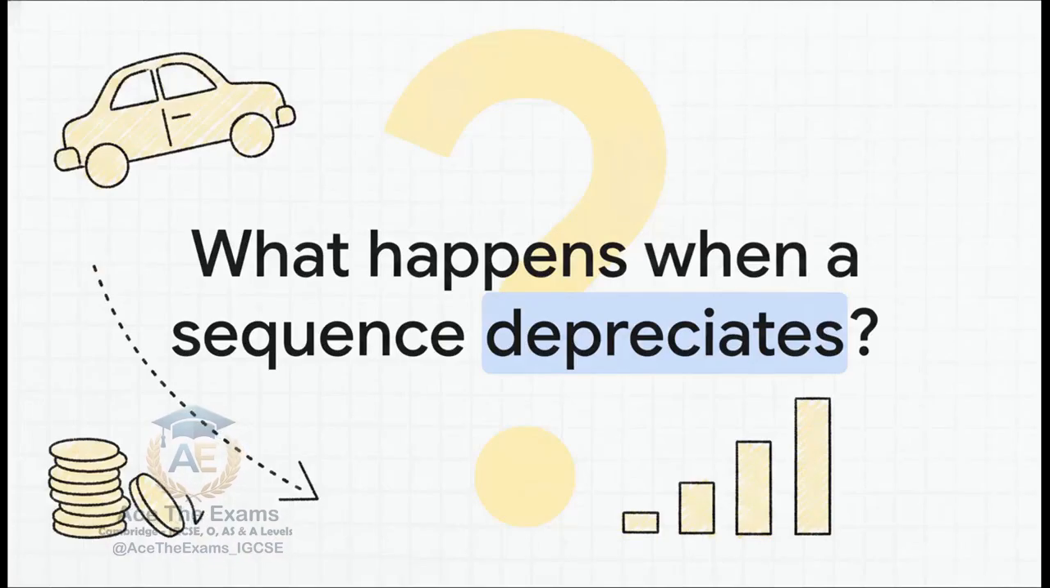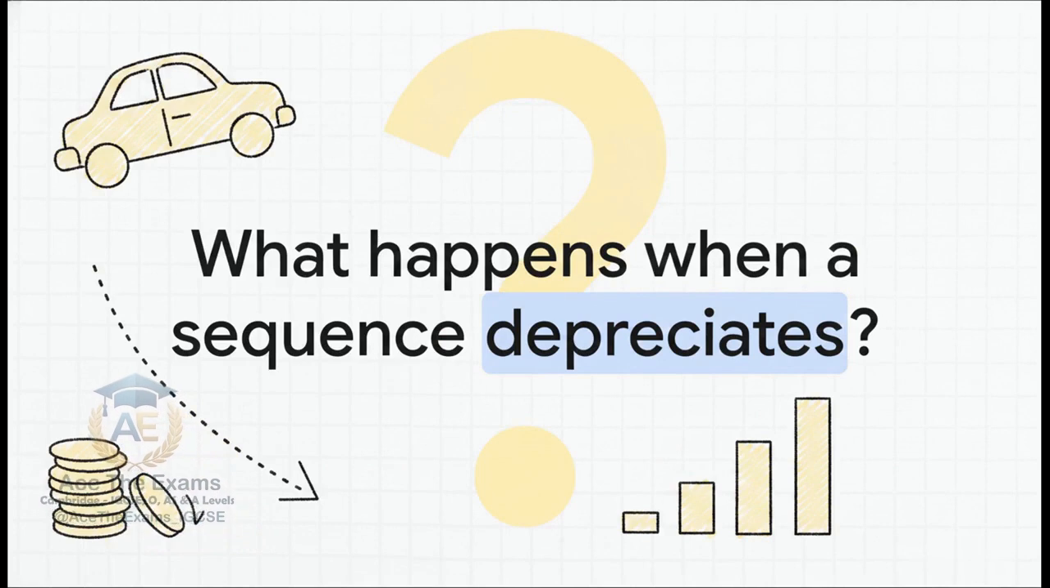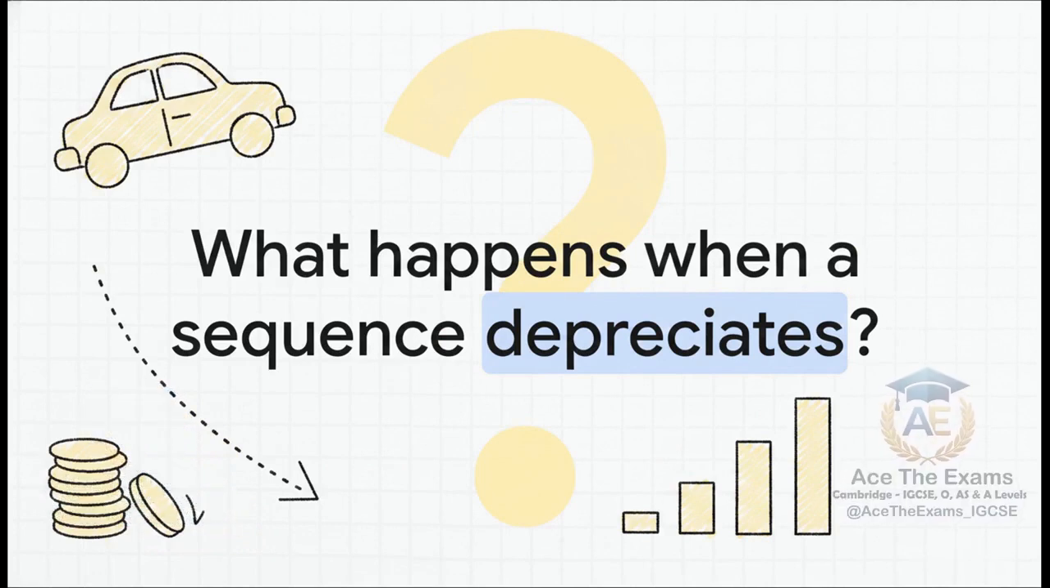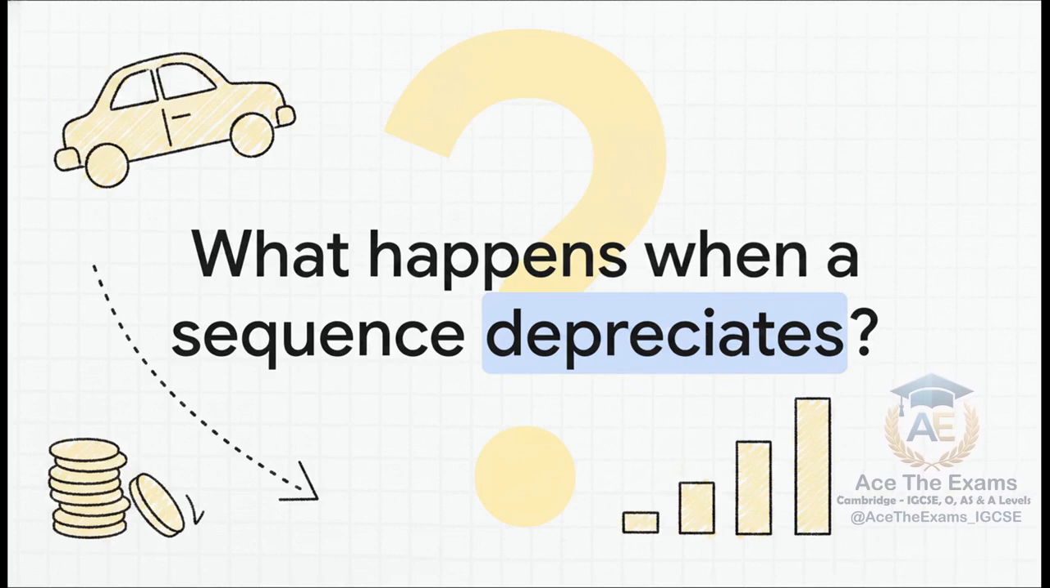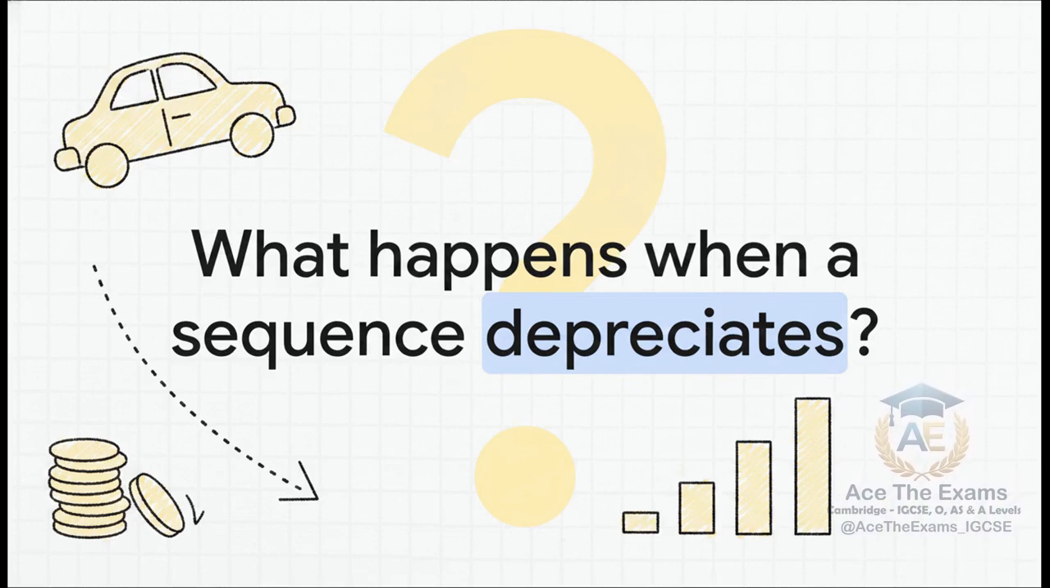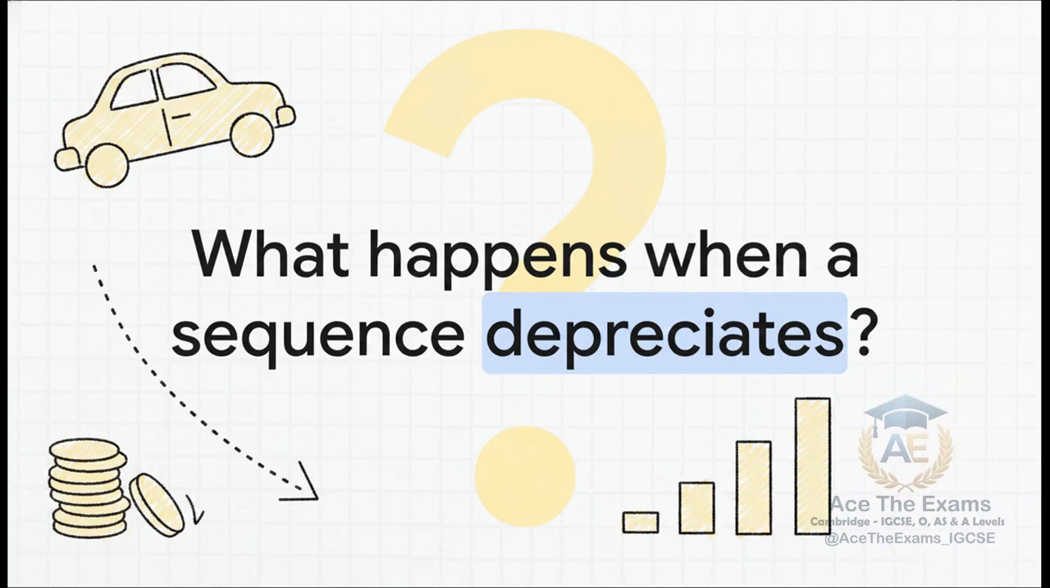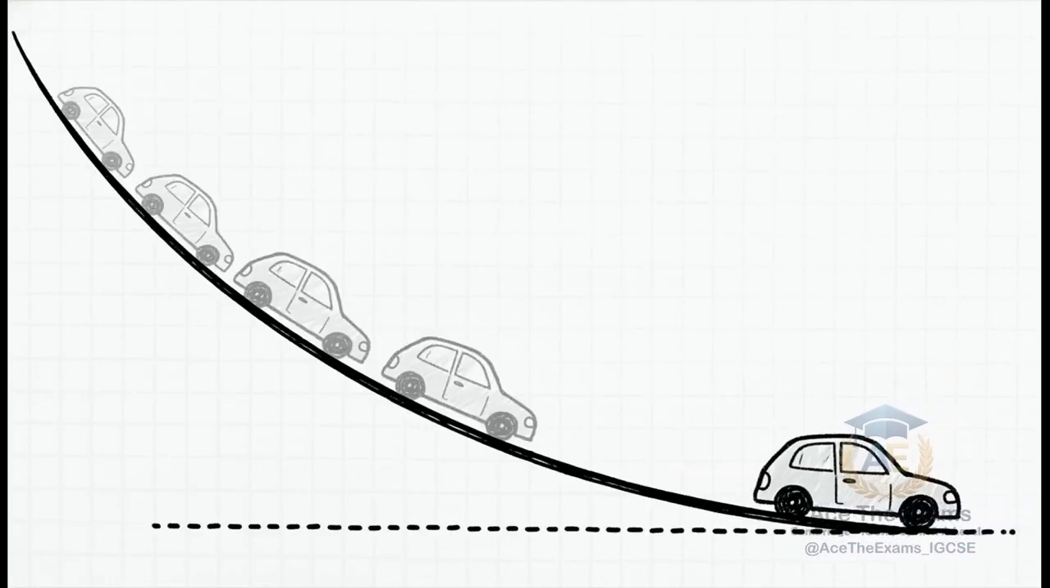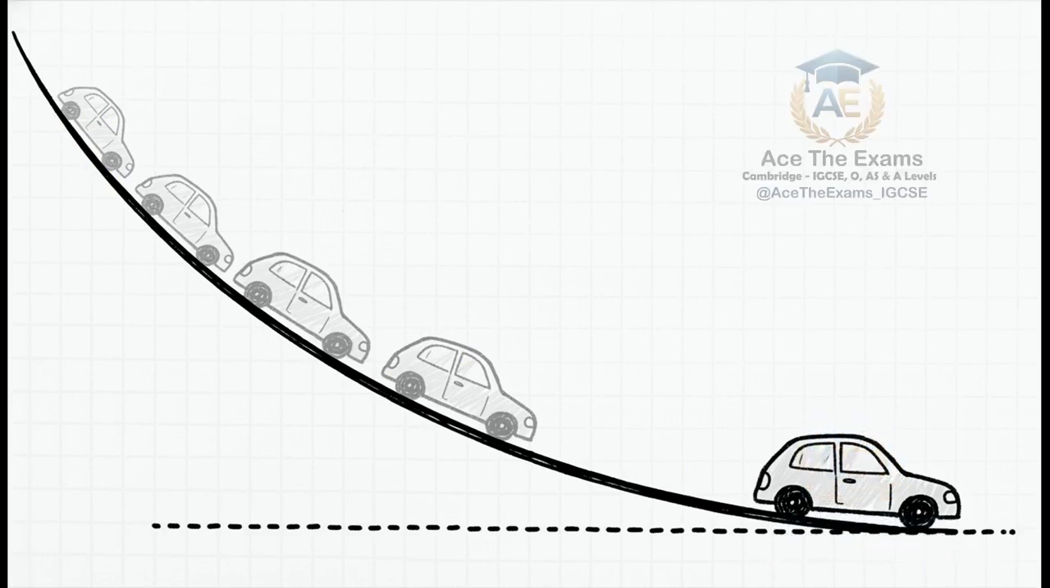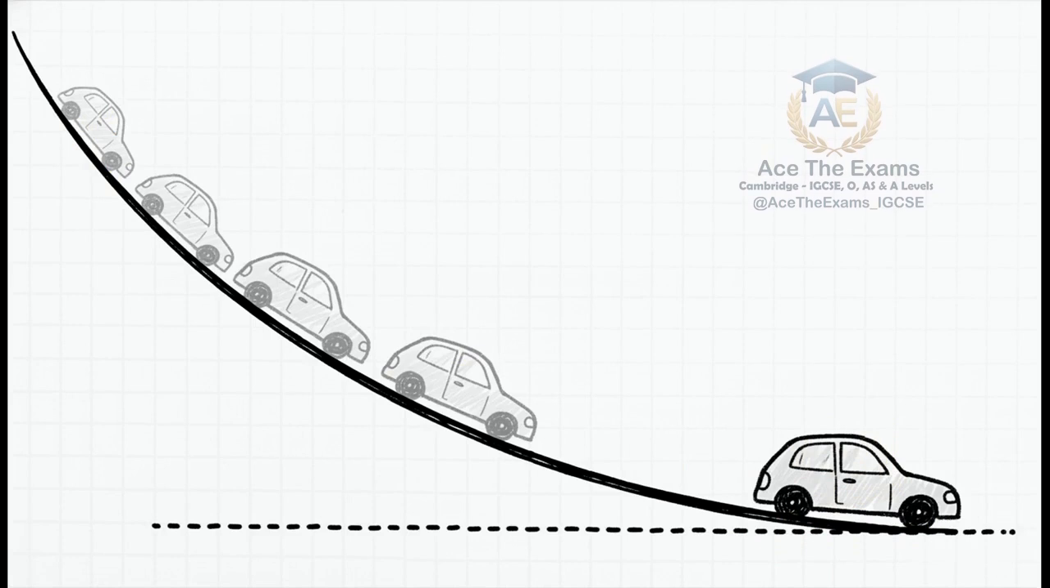But exponential sequences don't just go up. Let's flip the scenario entirely. What happens when an asset depreciates? Think about buying a brand new car. Say you buy it for $10,000, and as soon as you drive it off the lot, it starts losing value at a rate of 20% every single year. If you lose 20% of the value, that means you retain 80% of it, so our common ratio is 0.8. Every year, you multiply the car's current value by 0.8.